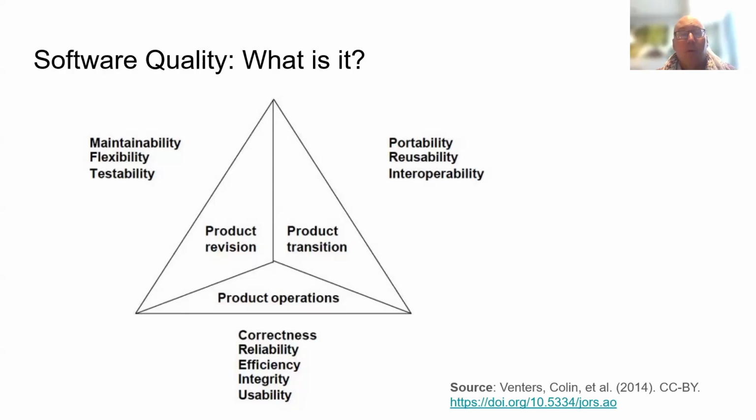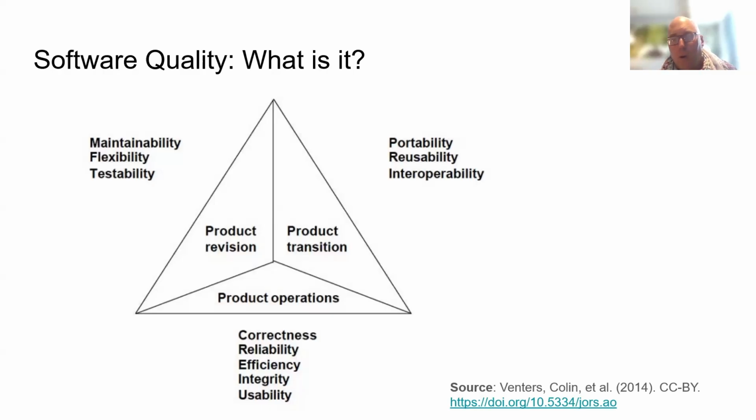Is it usable? Then moving on to the next part of the triangle, can it change? Is it maintainable? Is it flexible? Is it testable? And that's incredibly important for change. You have to know that it's still working after you've changed the code. Okay. And then the transition. Is it portable? Is it reusable?